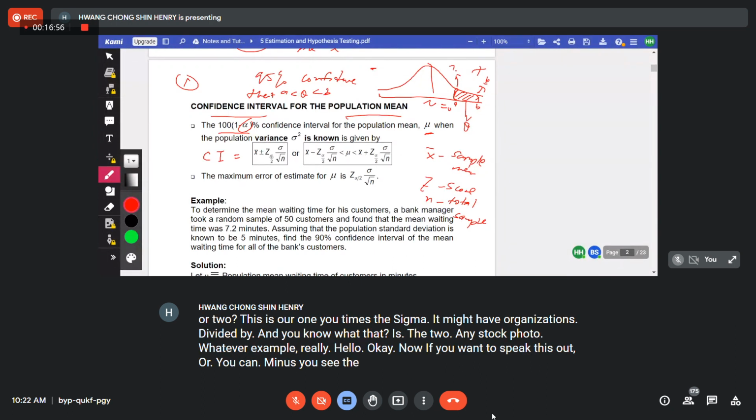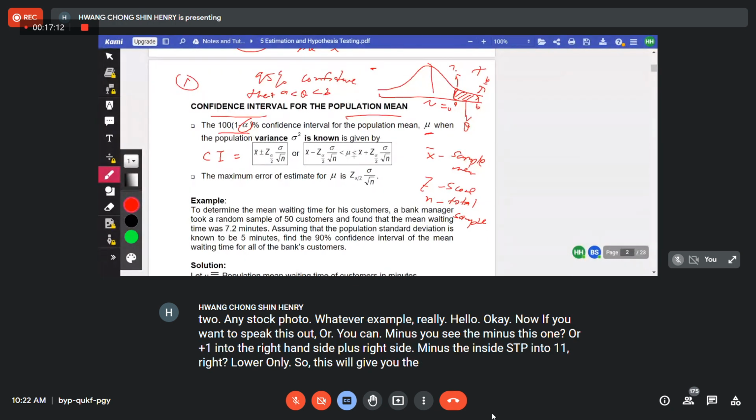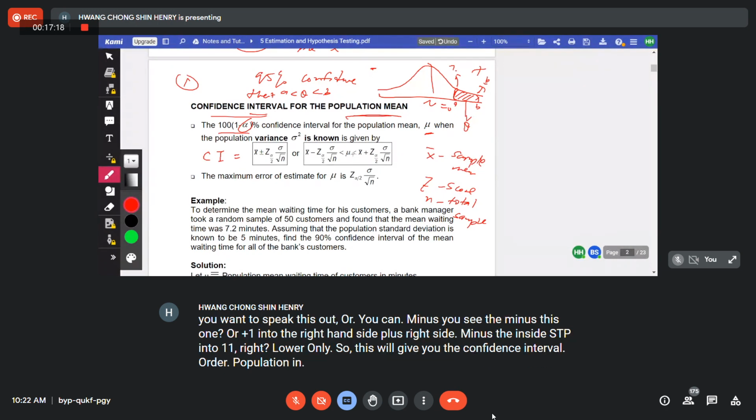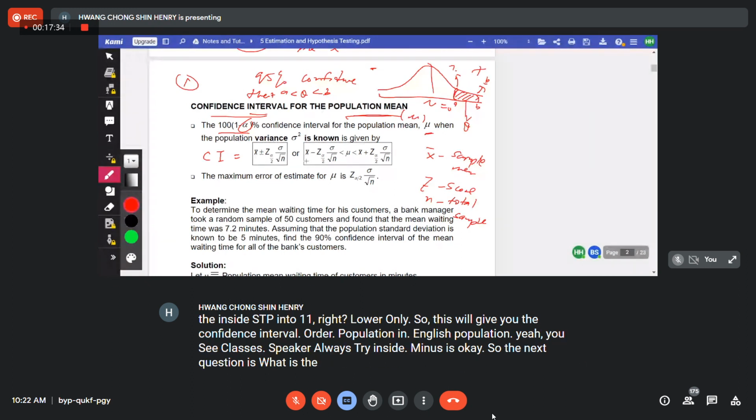Now, if you want to split this out, you can write it as x bar minus, you see the minus, or plus, you put it on the right hand side. Plus on the right hand side, minus on the left hand side. I split this into left and right, lower and upper boundary. So this will give you the confidence interval for the population mean. Mu is the population mean. Right down here, mu. See, plus is bigger, always the right hand side. Minus is smaller. Okay, so the next question is, what is the alpha?